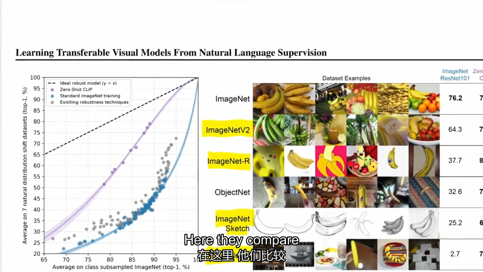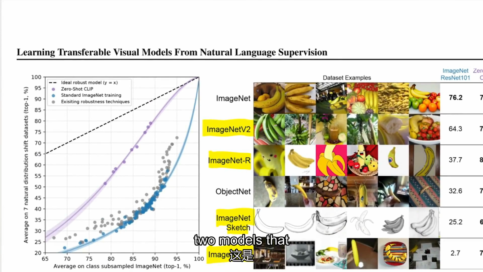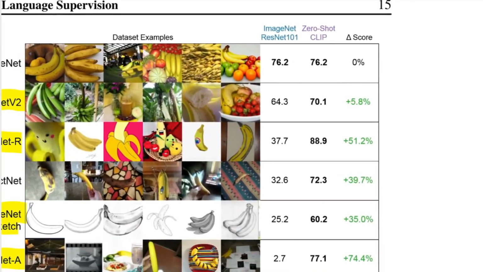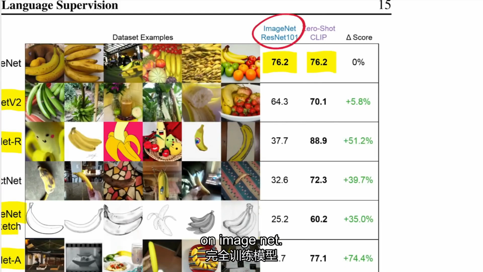So here they compare zero-shot CLIP to models that have been trained on ImageNet, and they find that zero-shot CLIP matches the performance of ImageNet. By the way, a huge achievement, right? This is a fully trained model on ImageNet. It is not the state of the art, but a respectable top-1 performance on ImageNet. And the zero-shot classifier matches that performance. This is crazy, okay?